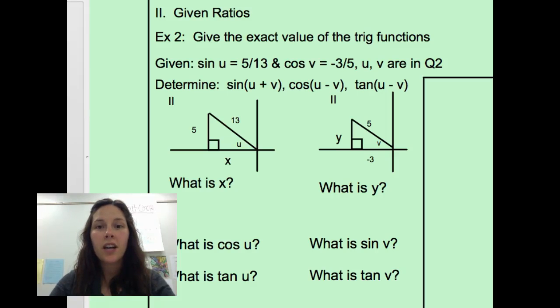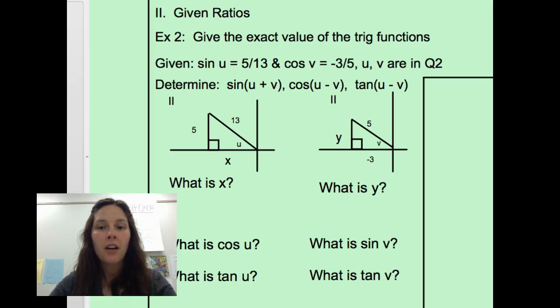Next, we're going to take a look at how to use our sum and difference formulas in a different way. So we're given the sine of u and the cosine of v, and we're going to be solving for different sum and difference formulas. So the first thing that we need to do is set up our right triangles so we can find the cosine and tangent of u as well as the sine and tangent of v in order to apply our formulas.